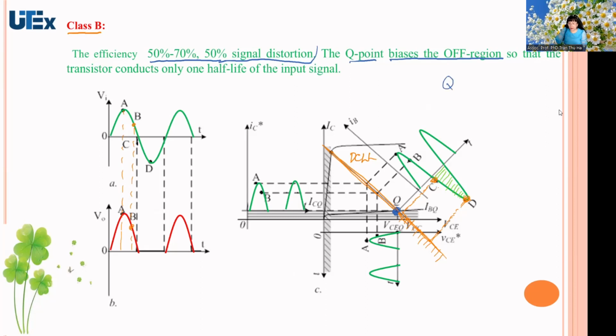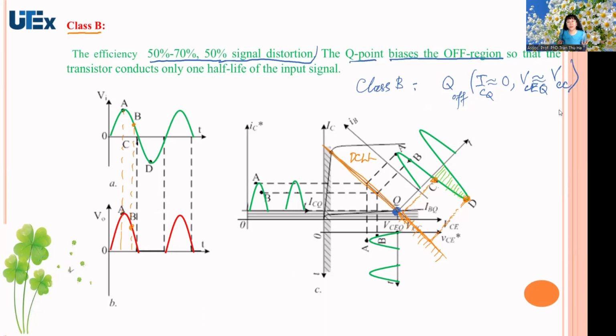Okay, and it means for class B, the Q point is now in the off region. You can determine the ICQ is equal to 0, or the VCEQ is nearly equal to VCC. This is class B. That's why the biasing is very important.